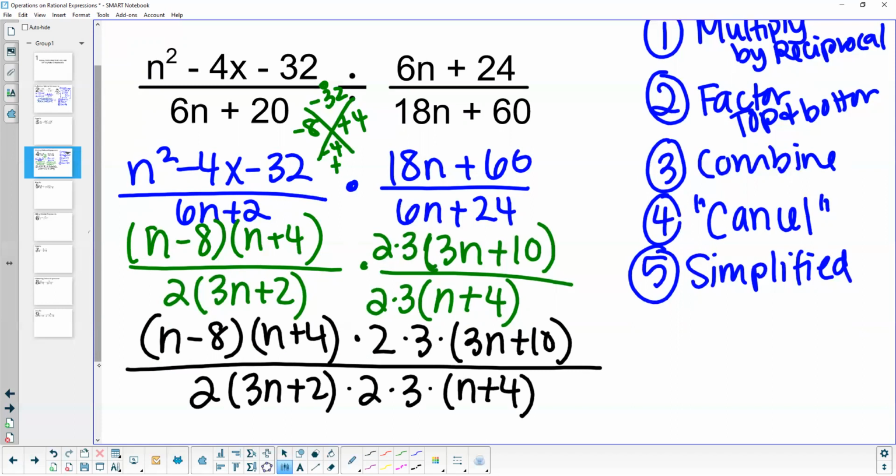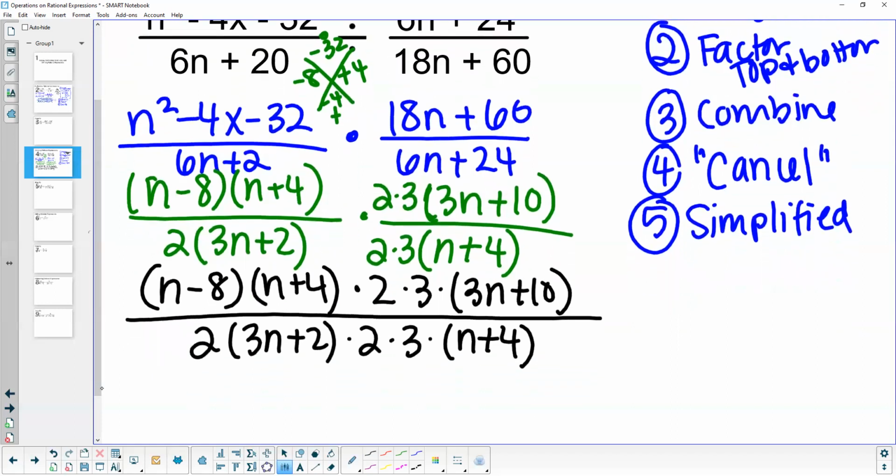Okay, so now that we have that all combined, we are going to our cancel step here, where we take anything that's both on the top and the bottom, we get rid of it. So there's a 2 on the top and bottom, there's a 3 on the top and bottom, there's an n plus 4 on the top and bottom, and I think that's it.